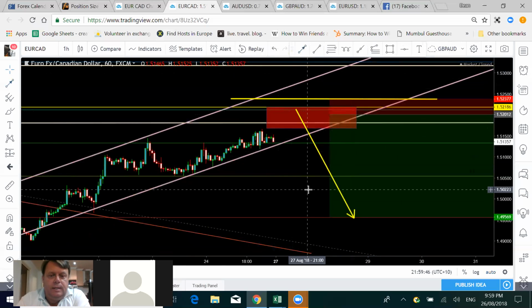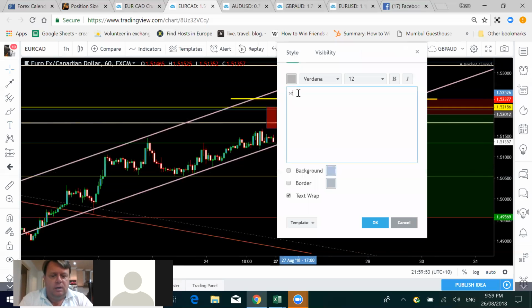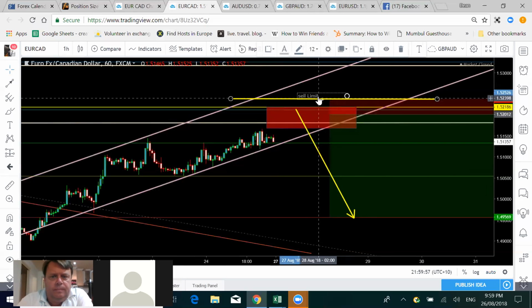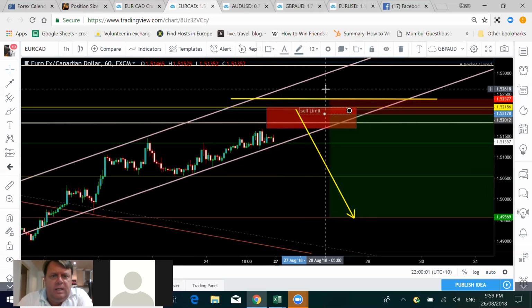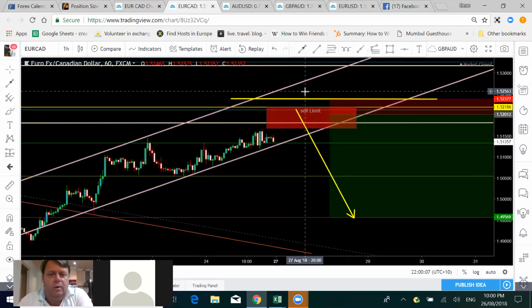Is that a stop or a limit? That's a limit. That's right. So we're looking to do a sell limit order in here. Now the advantage of that is, that's what we were talking about before, we could put a really, really tight stop in, because if we're wrong, if it keeps going up, well, then we're out early.